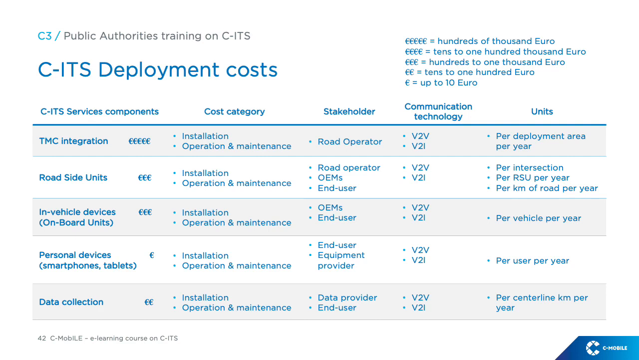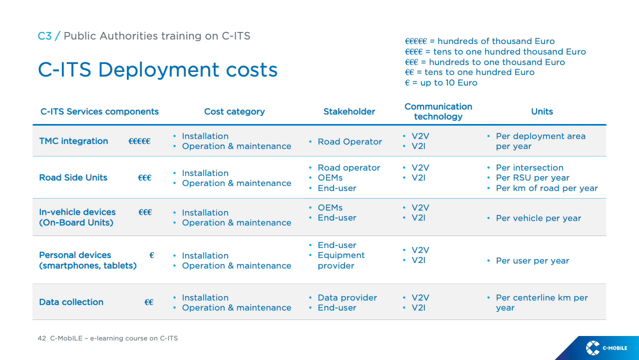Traffic management integration includes the incorporation of CITS to existing traffic management centres and concerns mainly road operators. Roadside units are related to the number of intersections in which the equipment will be installed along the road network and concern road operators, original equipment manufacturers, and end users. In-vehicle devices costs are related to the number of onboard units to equip vehicles and concern end users and equipment providers. Personal devices costs are related to the number of smartphones and tablets to equip drivers and vulnerable road users, and concern end users and equipment providers.